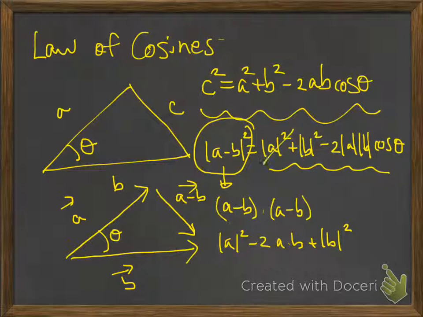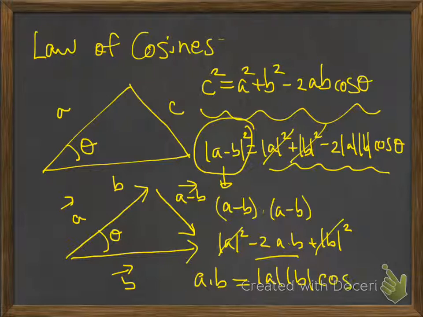So canceling appropriately, we get that minus 2 times the dot product of A and B is equal to minus 2 times the magnitude of A times the magnitude of B times cosine of the angle between them. So if we divide both sides by minus 2, we get that the dot product is equal to the magnitude of A times the magnitude of B times cosine of the angle between them.